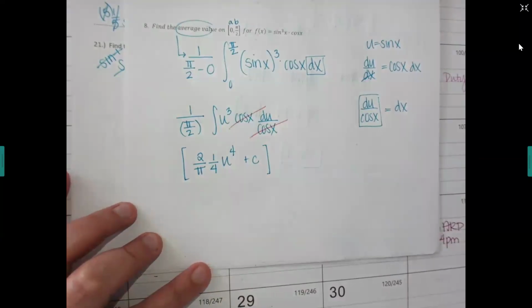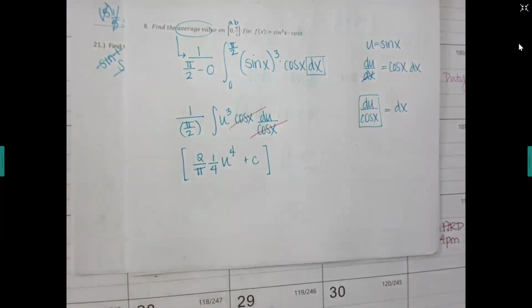Okay, then at this point, I have two choices. I can either go back to my x, or I can change my endpoints to not have to go back. So I'm going to go ahead and change it.